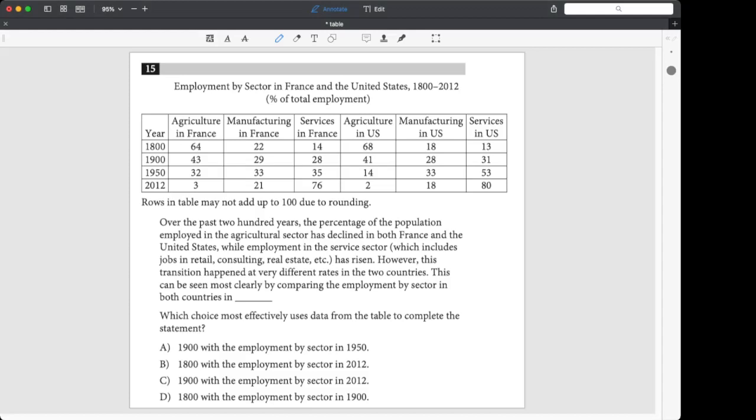So we got a table question. These are a little annoying, right? Because there's so much information. But we want to just kind of do as little as possible and still get it right. We don't want to be a hero here. And in fact, we don't want to waste our time.